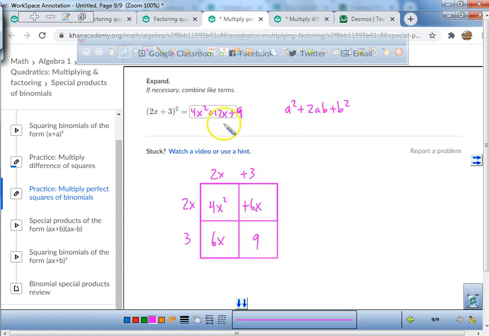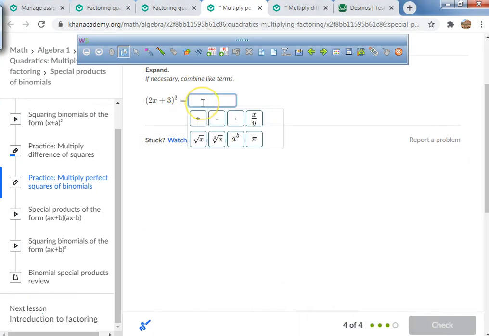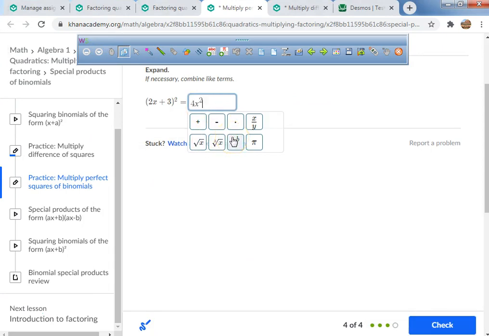This plus this is 12. And there's our answer: 4x squared plus 12x plus 9. Now, how did I do this again? 2 times 2 is 4. What's 2 times 3? 6. What's double that? 12. And 3 times 3 is 9.